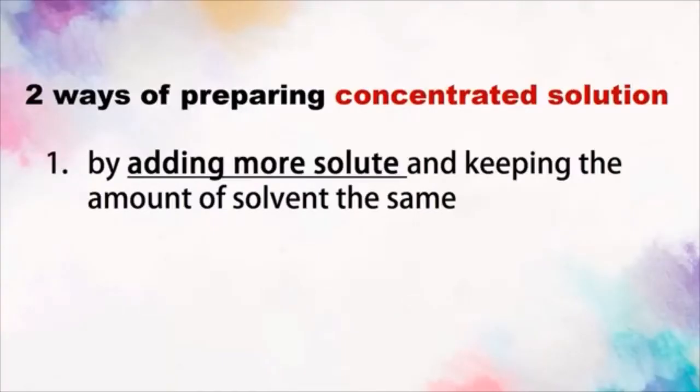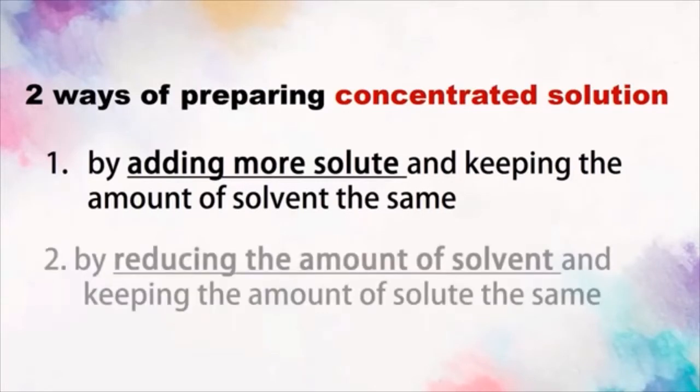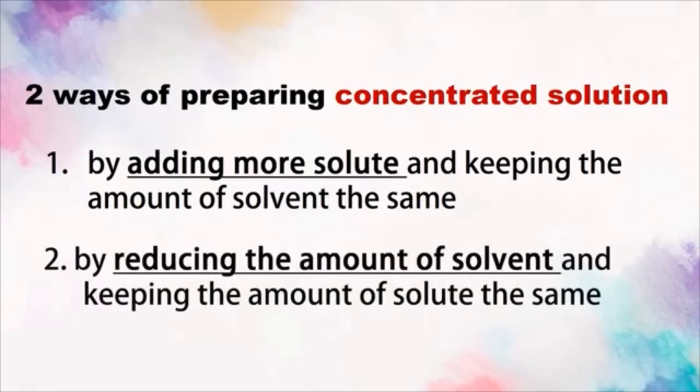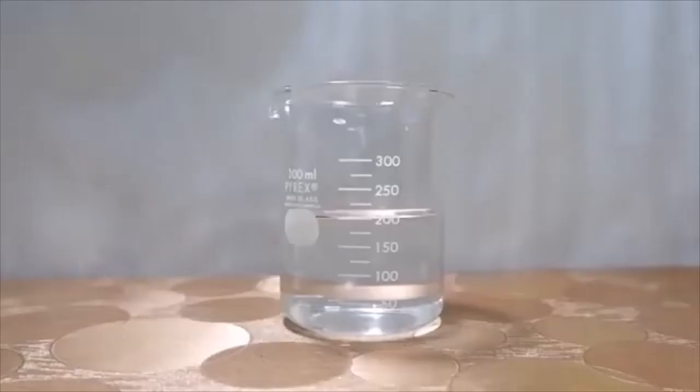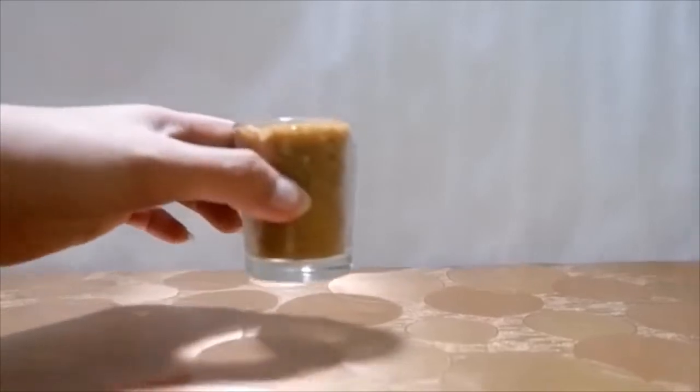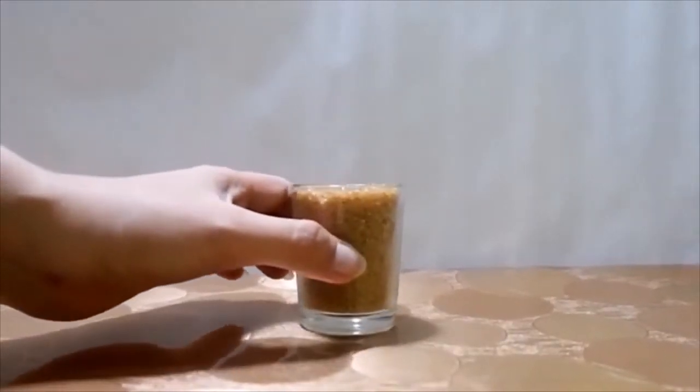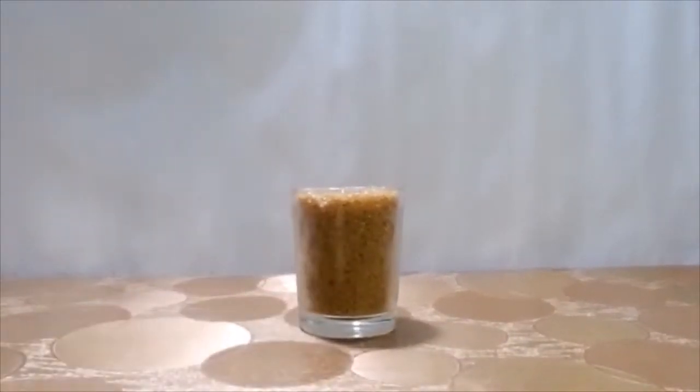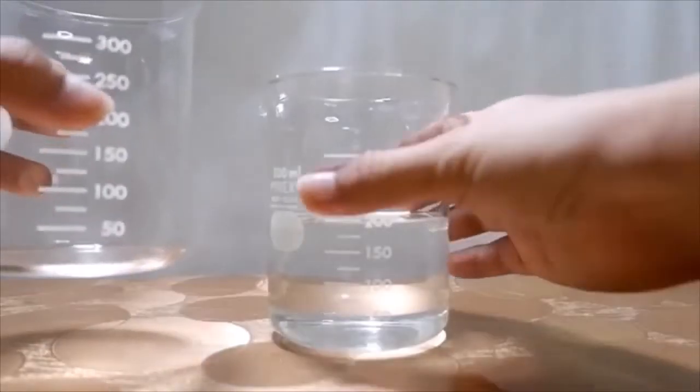The second way of preparing the concentrated solution is by reducing the amount of solvent and keeping the amount of solute the same. For example, the actual volume of water is 200 milliliter, and the actual amount of sugar is 1 full of this small glass. If you want to make a concentrated solution, you will reduce the amount of water.